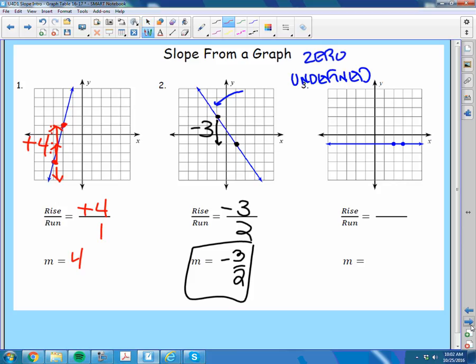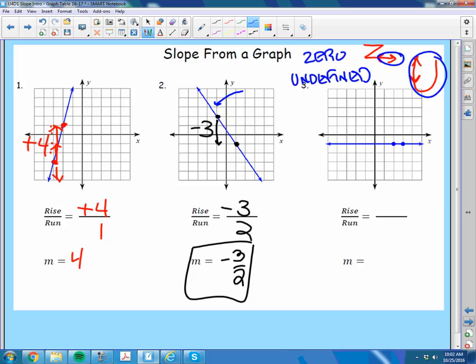And watch. 0 starts with a Z, correct? Undefined starts with a U, which means that vertical lines are undefined, 0 lines are horizontal. Z for 0 is horizontal, U is undefined, it's vertical.